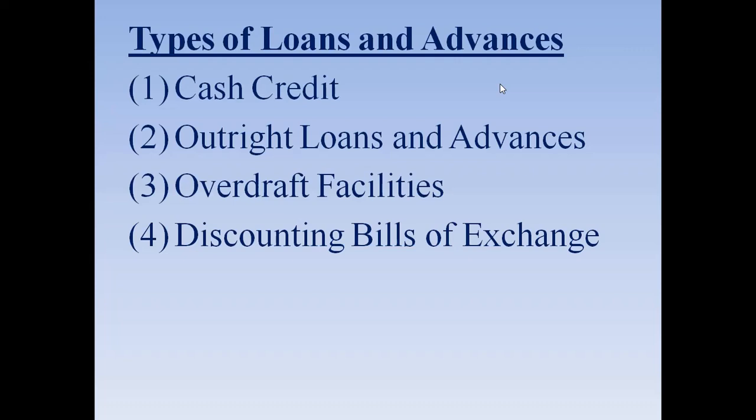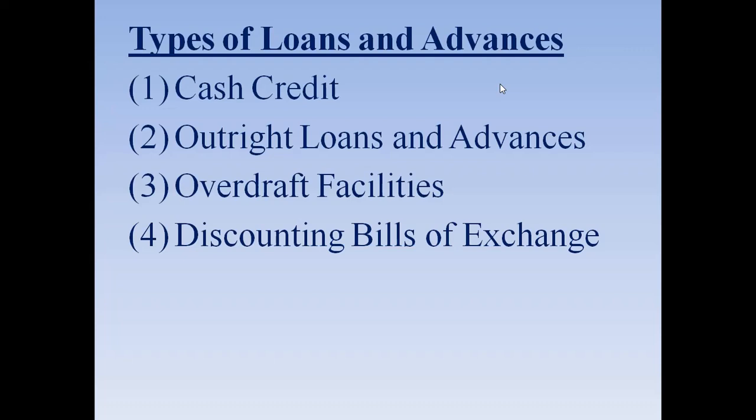So this 25,000 will appear towards the liability side of the balance sheet. Whenever the customer deposits the amount, automatically this overdraft will be deducted. It will be rectified and adjusted as the customer deposits the money into the account.